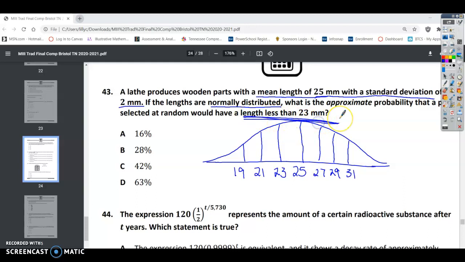What is the approximate probability that a part selected at random would have a length less than 23 millimeters? Alright, so we want to know what is the probability of this area here. Everything to the left of that is less than 23 millimeters.